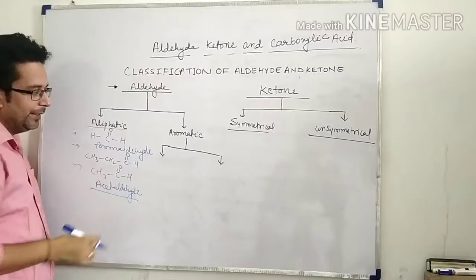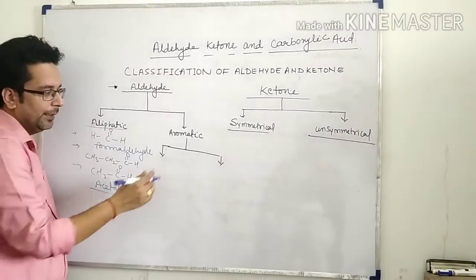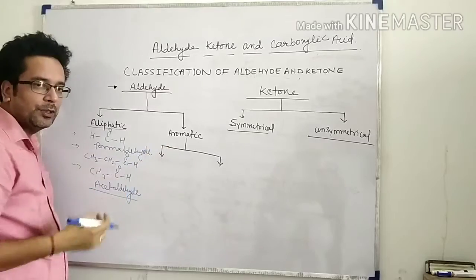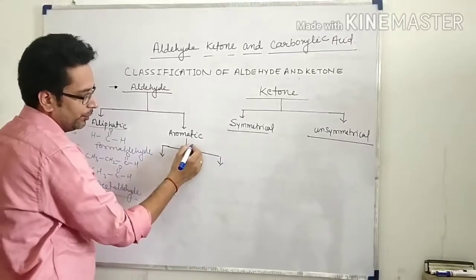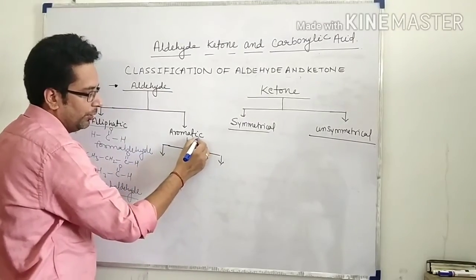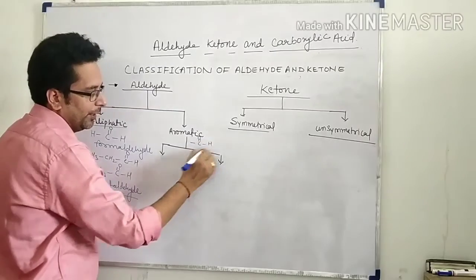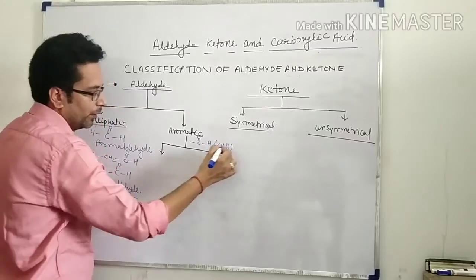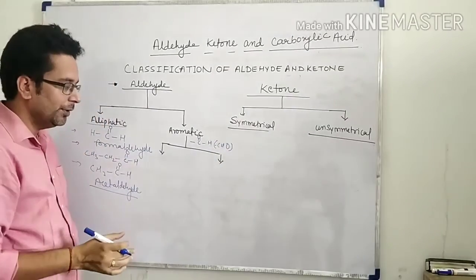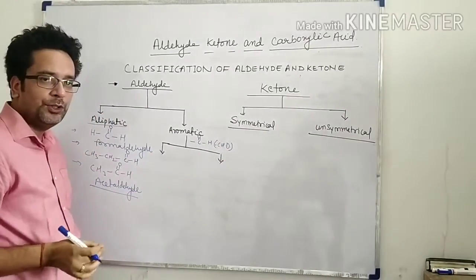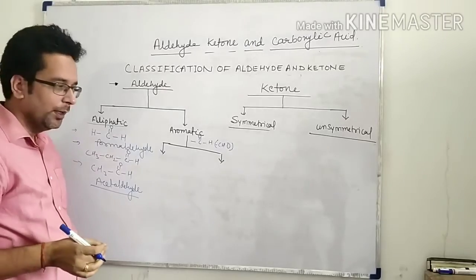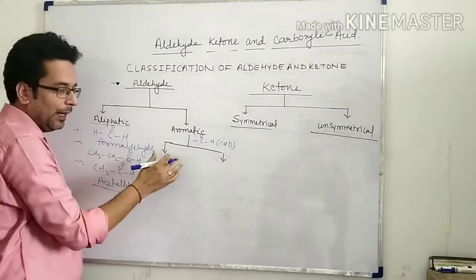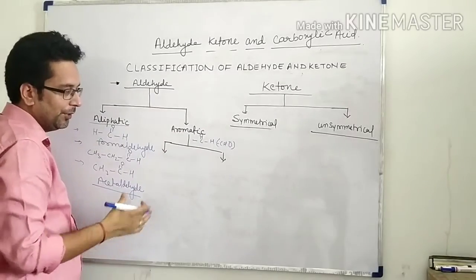Now aromatic aldehyde. Aromatic aldehyde means the aldehydic group, that is C double bond O H, which you can also write as CHO, attached with a benzene ring. These aromatic aldehydes are further classified into two groups.